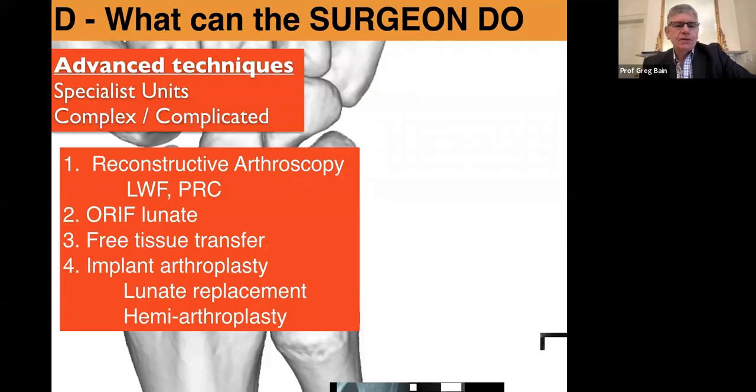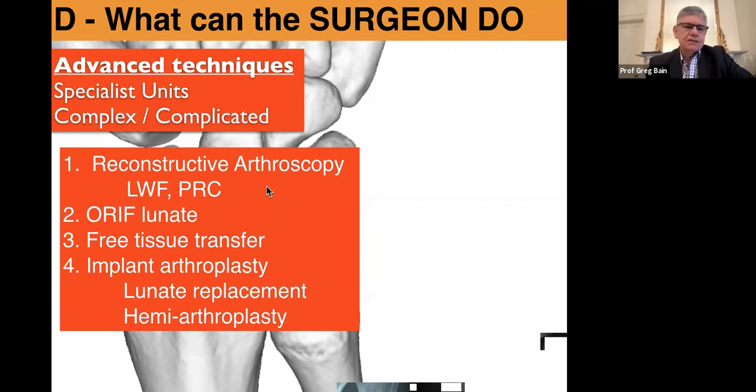Then there are some other more complex things. And these more complex things probably should still be done in the specialist units, and they probably should still be under a university model of training and of review. So this is complex arthroscopic techniques, internal fixation of the avascular lunate, free tissue transfer such as from the medial femoral condyle, and implant arthroplasty such as lunate replacement, hemiarthroplasty, and total wrist replacement.